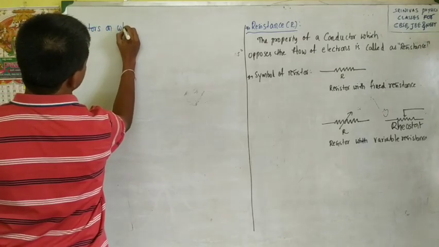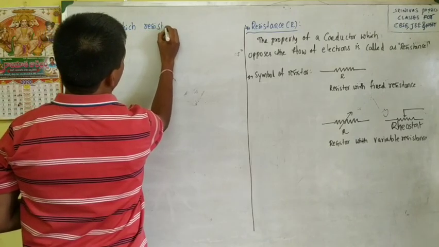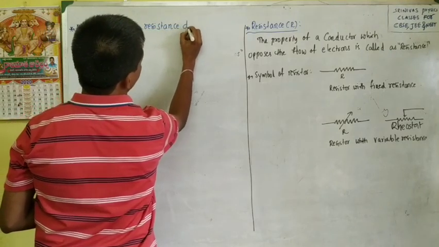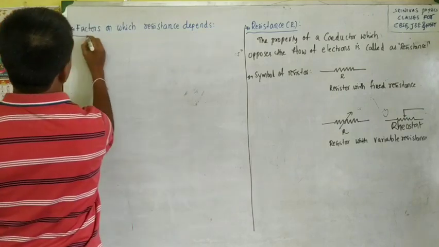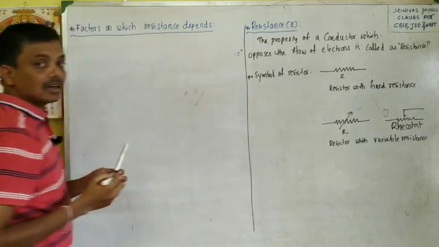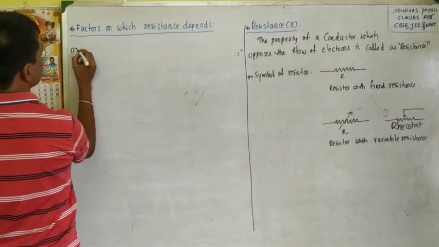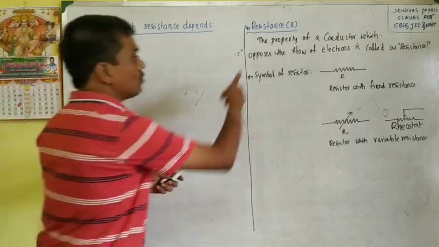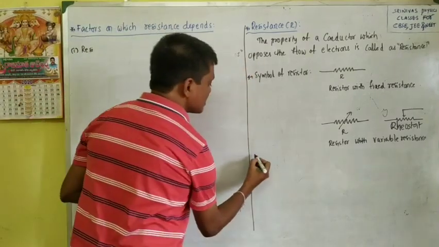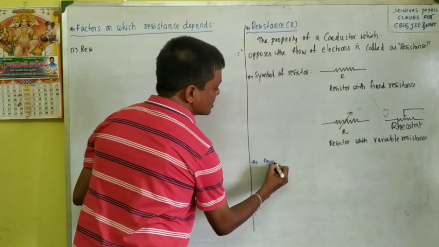Factors on which resistance depends. On what factors the resistance of a material depends, you know already from your basics. Here one more thing I will tell. What is resistance we discussed. What is its unit also we will discuss. Formula and unit also we will discuss.